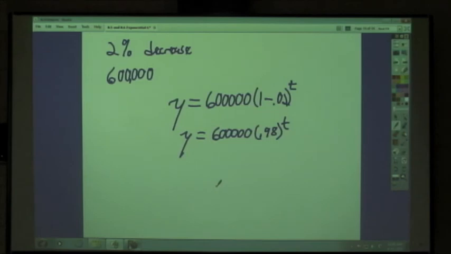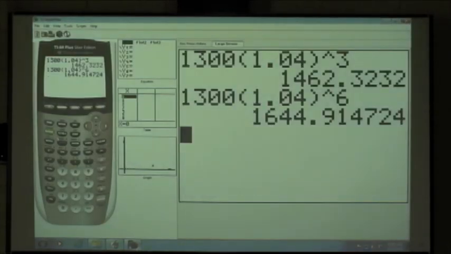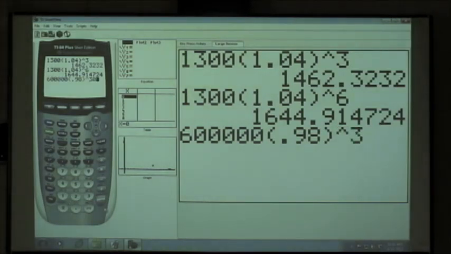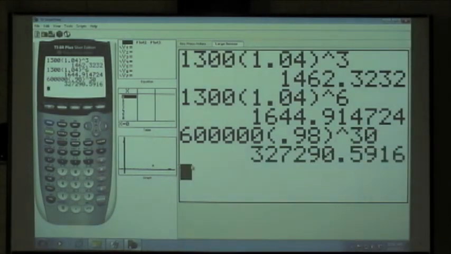So then when you want to find the population after a certain number of years, you can just plug in the number of years here. So for this population, it said the year 2000. Well, if 1970 was the beginning, the year 2000 is 30 years later. So if I want to find the population after 30 years, I take 600,000, type it into my calculator. Remember, it's 0.98 because it is decreasing. And then we will take this and raise this to the 30th power. And that's 30 years later. Their population is 327,290.5, right? Or 0.6. Wrong.